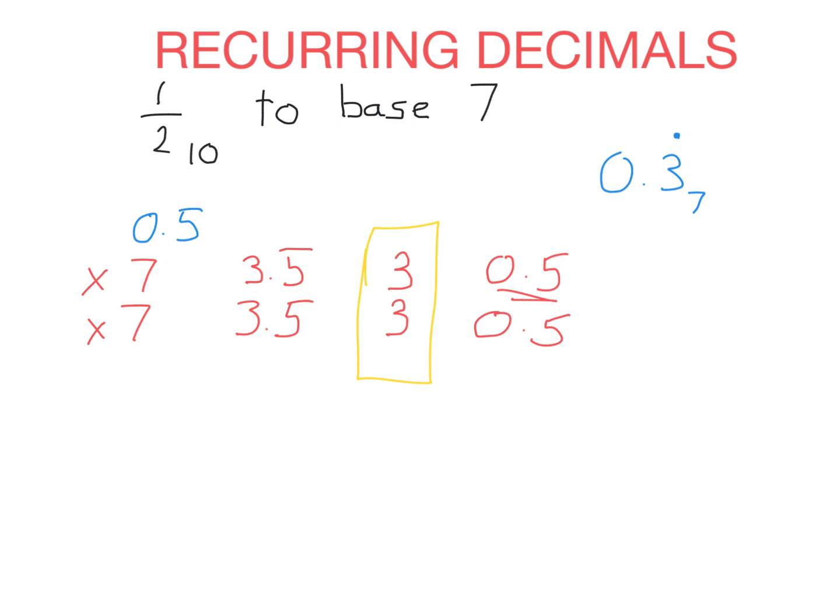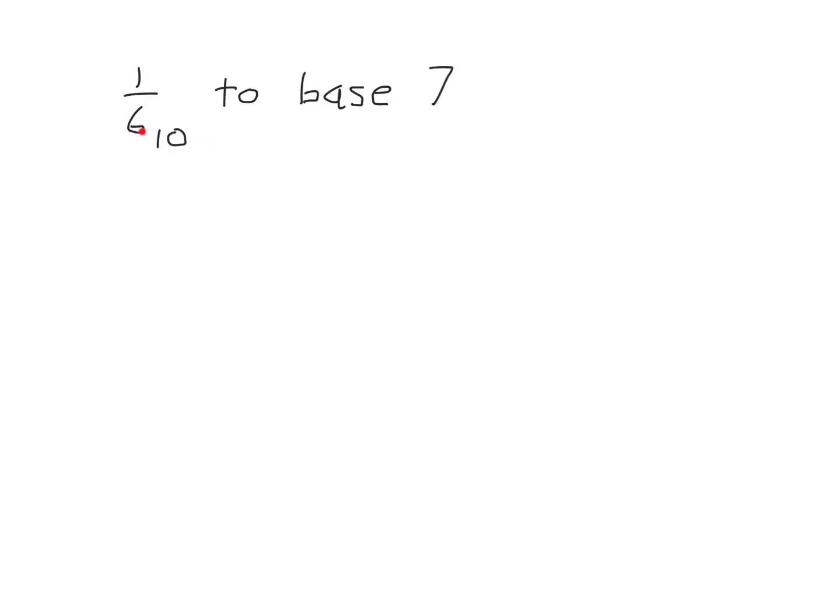Let's look at another example. So let's look at 1 over 6 in base 10. This time it's a recurring decimal. So 1 over 6 in base 10 is 0.16 recurring. Once again, we're going to take our decimal and we're going to times it by 7. So if I times it by 7, you can use your calculator for this, I get 1.16 recurring. So what I do is I take away the integer part and I'm left with the decimal part.